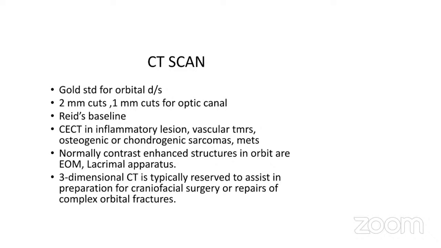CT is the gold standard for bony diseases. Two cuts and one cut for optic nerve can be ordered. Contrast-enhanced CT is used in inflammatory lesions, vascular tumors, osteogenic or chondrogenic sarcomas, and presence of metastasis is visualized. Normally, contrast-enhanced structures in the orbit are the extraocular muscles and the lacrimal apparatus. Three-dimensional CT is typically reserved to assist in preparation for craniofacial surgery or repair of complex orbital fractures.